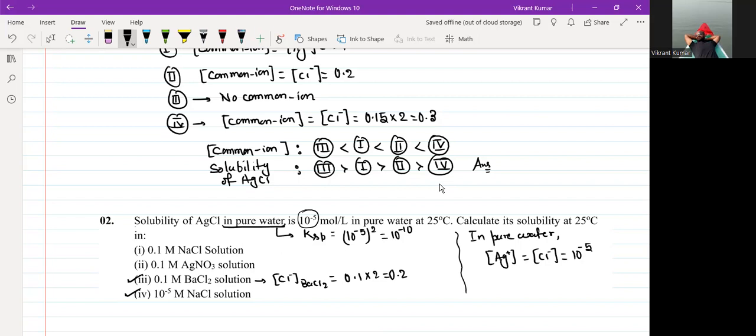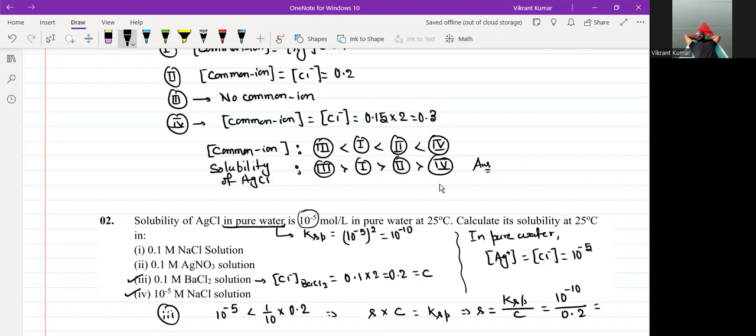So this number, if I'm solving the third question, I'll say this number 10 raised to minus 5 is less than 1/10 of 0.2, and that's why we can directly write S into S plus C की जगह directly C लिख देंगे ना. I was calling it C, and that was equal to KSP. So that's why S becomes KSP upon C, which is 10 raised to minus 10 upon 0.2. That becomes 5 into 10 raised to minus 10.